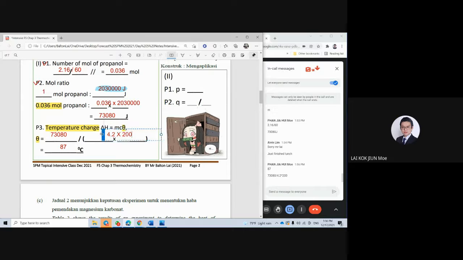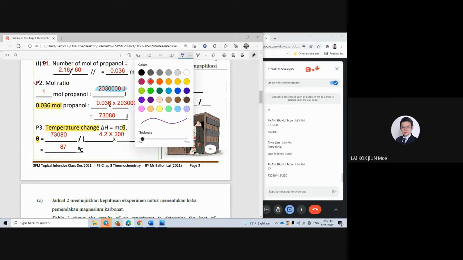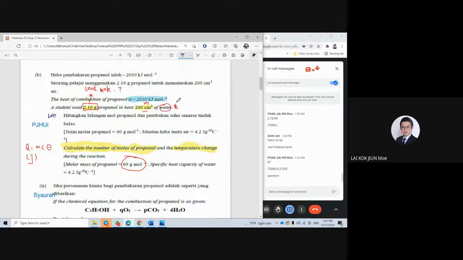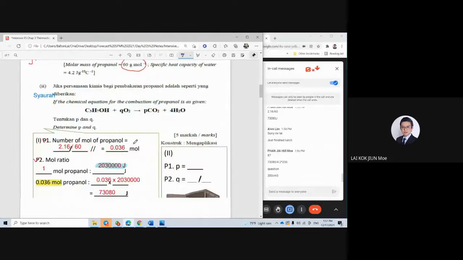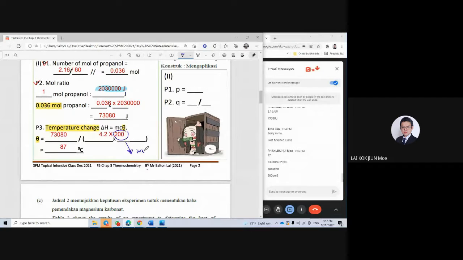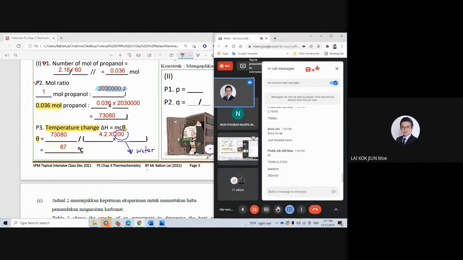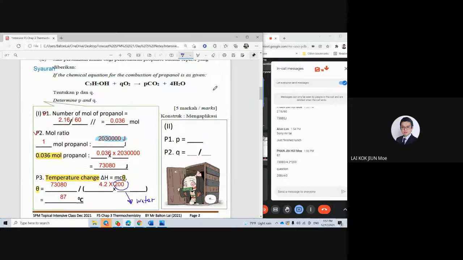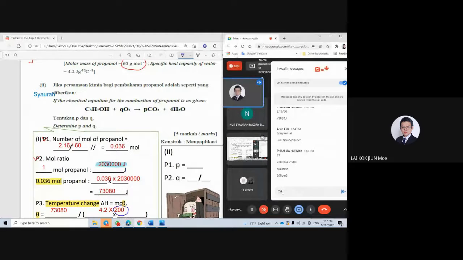Where is your 200 from, Jia Hui? Why you say 200? Jia Hui, 200 is from where? From question. Good, your answer very direct. From question. I ask you from where? From the water lah. Okay. From the water. Can, Jia Hui? No lah. Next time your teacher ask you question, you say from the book lah. Where's your good answer? From the question lah. Okay. So Jia Hui, no more. Thank you. Well done, Jia Hui. Thank you, Jia Hui.